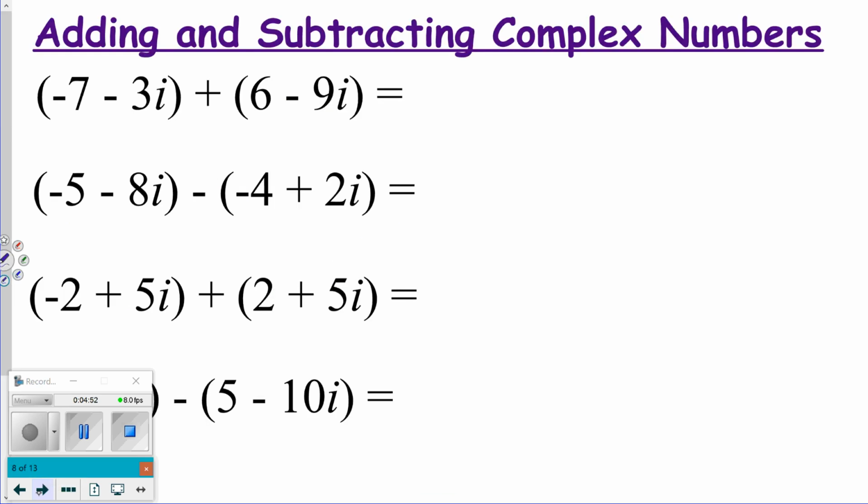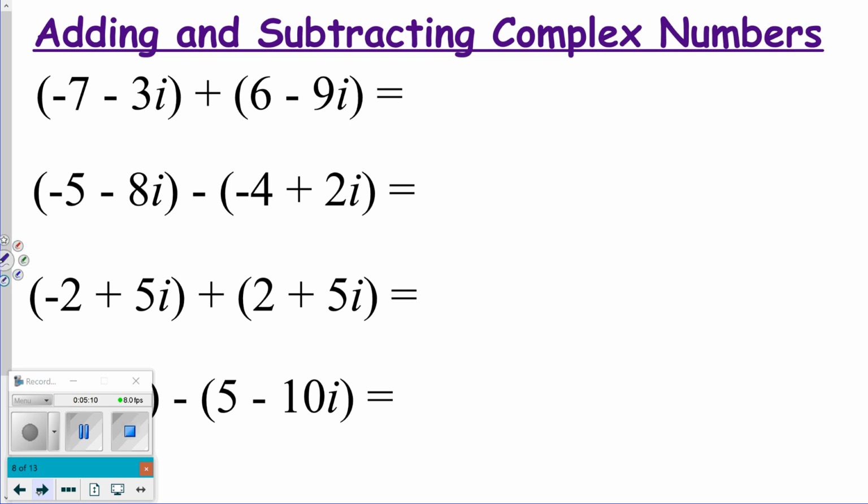Okay, at this point, if I were you, I would pause this video and try these 4 problems on your own and then hit play on the video to watch me go through them. Okay, so hit pause and try these 4. All right, now that hopefully you've tried these 4 on your own, let's see how we did.